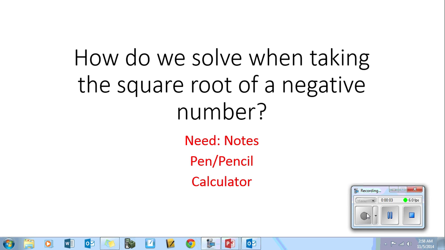Hello, Algebra 2 folks. Welcome to solving with square roots, having the square roots be a negative number. That's where we're going to have to use those imaginary numbers. I equals the square root of -1. So you're going to need your notes and a pencil and a calculator, and we'll get started here.